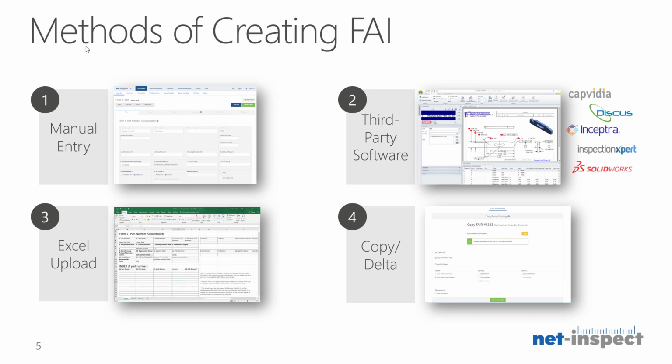And the fourth option is to copy or create an FAI from an existing FAI. We also have a delta function, so in the event you need to create a partial and you want to create a hyperlink between the original and the partial that you're creating, a delta might be appropriate for you. I'm now going to walk you through a demo. Today I'm going to use a tool called Inspection Expert, but it's very similar to another tool called SolidWorks Inspection.